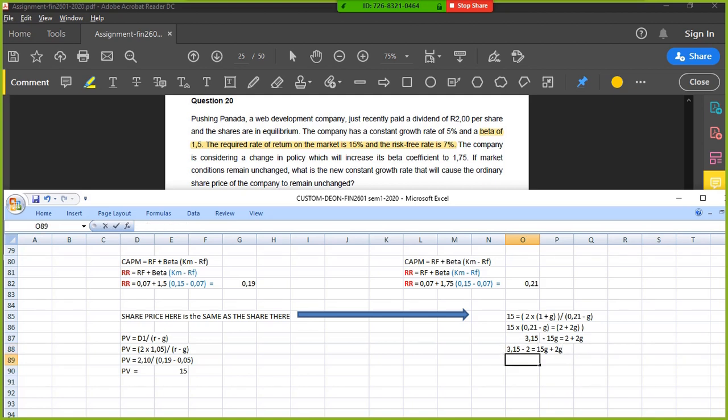Okay, plus 2 is easy to calculate. I'll just write that in. 5.15 equals 17g. How do we solve for g? So now you have to divide. Good.